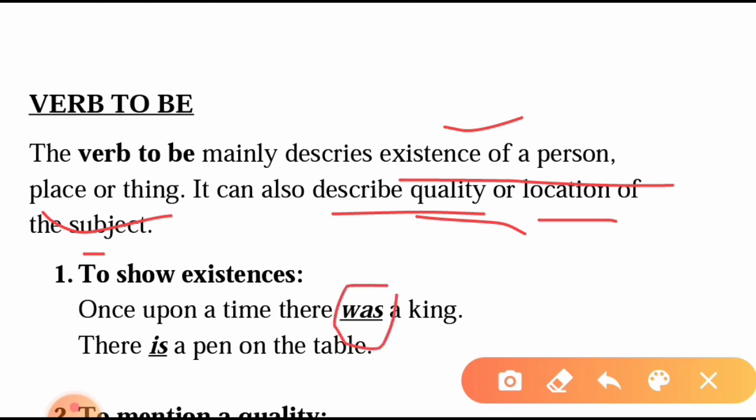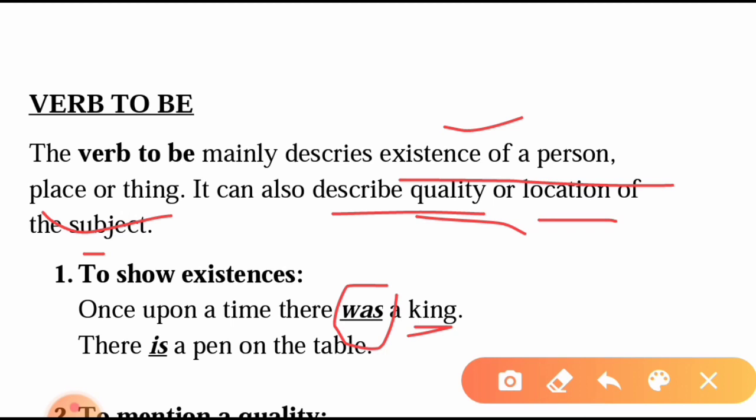You use the verb to be here to show the existence of something. So once upon a time there was a king. So you are showing the existence of a person, which is the king here. Another example, you can see there is a pen on the table.